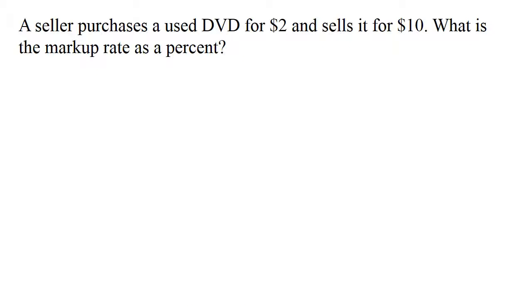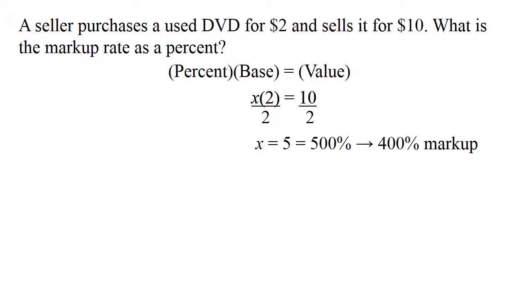A seller purchased a used DVD for $2, sells it for $10. What's the markup rate? So again, the original price for this seller was $2. What they sold it for later was $10, so the base is 2. So 2 times X, 2X. So divide both sides by 2, and you get X equals 5, or 500%, which means the markup was 400% because, again, you start at 100%. So take that off of the 500, you increase 400%.